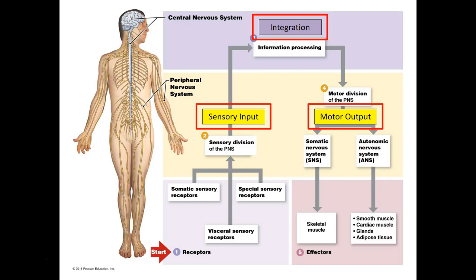All right? And so remember, the general information flow is that we have sensory information coming in, it gets integrated, then we have a response to that information. That's going to really help you understand how some of the anatomy and function is organized with respect to the central nervous system, especially the spinal cord.